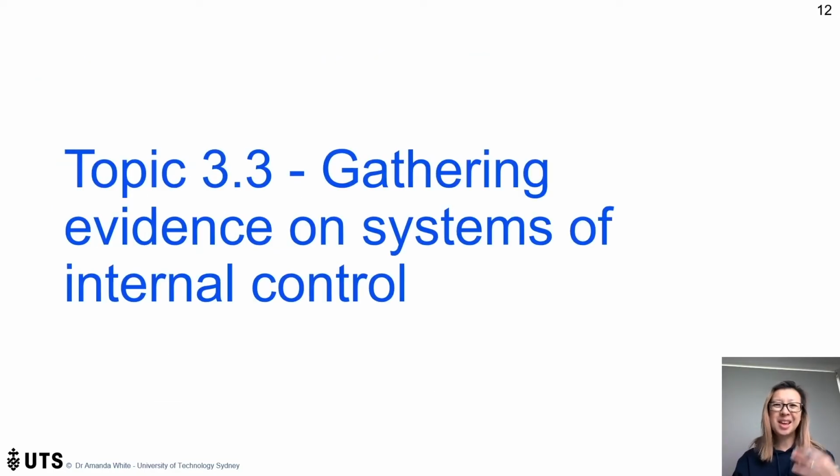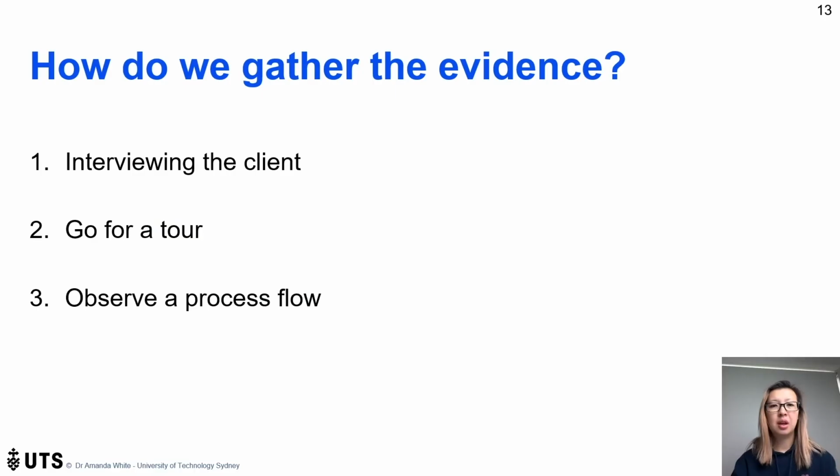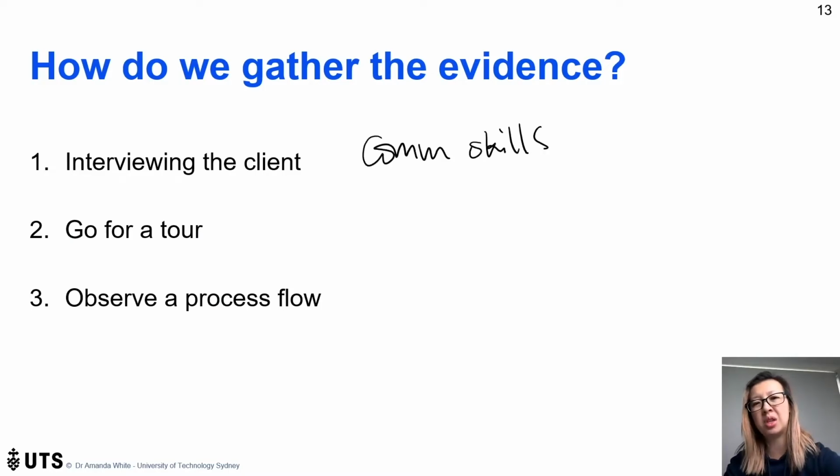So how exactly do I gather evidence on systems of internal control, on the pyramid and all of the control activities? Well, number one, we start by interviewing the client. This is why for auditors, communication skills are one of the most important things that we ask people to develop and that audit firms are looking for in their graduate candidates and their interns. Can you meet someone new? Can you try and connect with them? Can you ask them questions in a way that's appropriate?